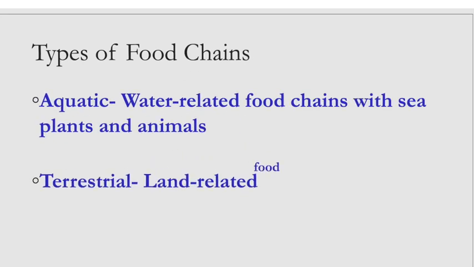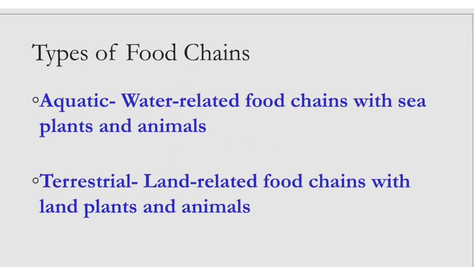So remember, there are two types of food chains that we have to cover in our state standard. The first food chain is aquatic. Aquatic is water-related food chains with sea plants and animals. Then you have terrestrial, which means they are land-related food chains with land plants and animals. So aquatic deals with water, terrestrial deals with land. Very good.